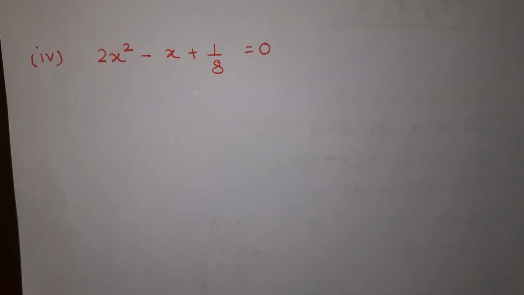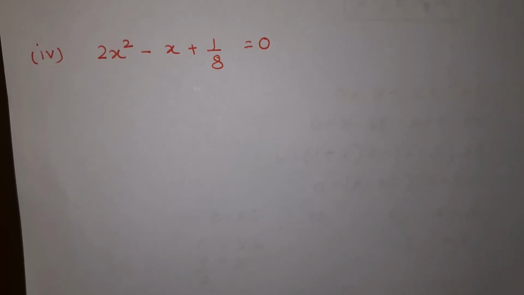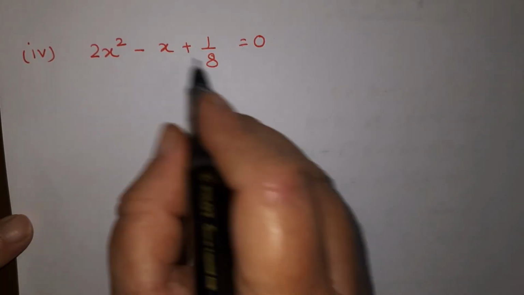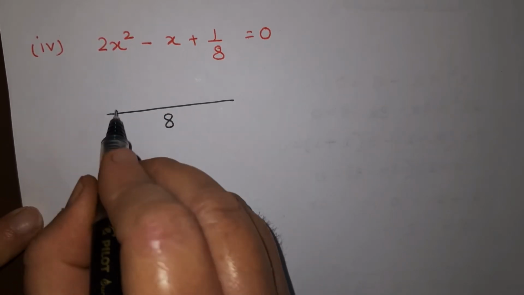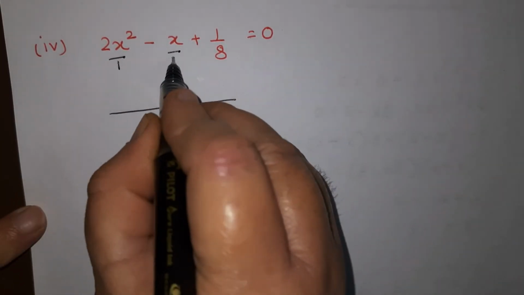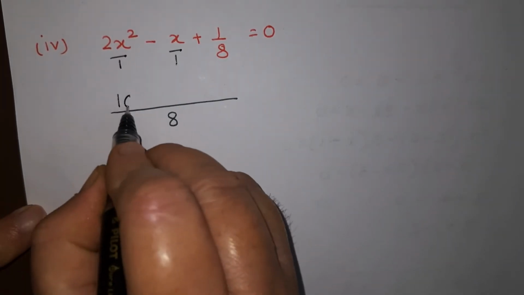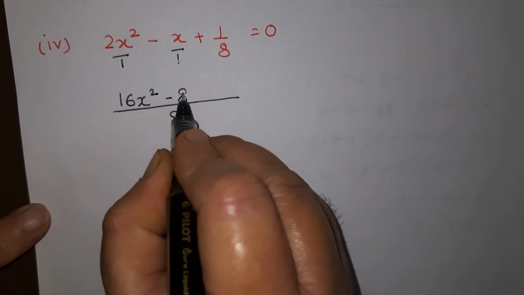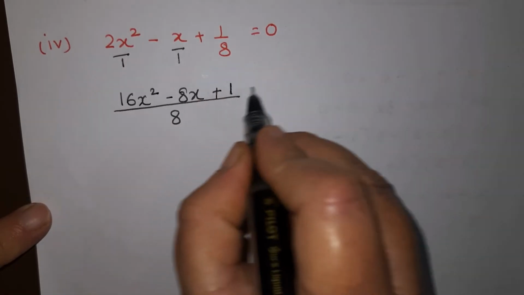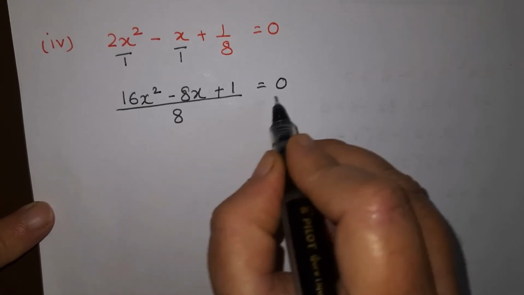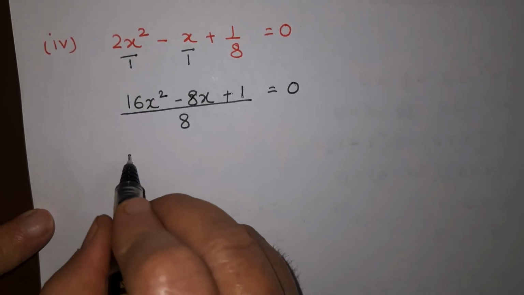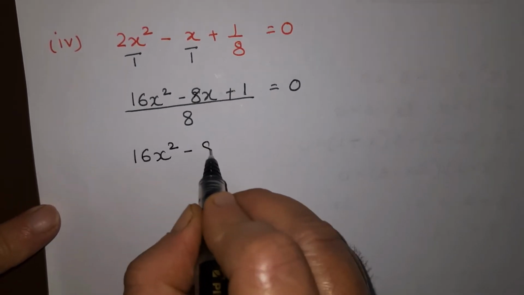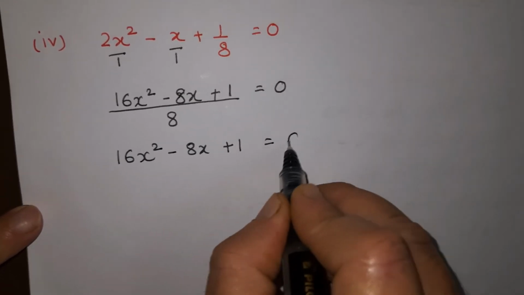So the fourth equation is 2x² - x + 1/8 = 0. So first of all, we can simplify this equation. We can take 8 as LCM. So here it will be 16x², this is 8x, and this last will be 1. And this 8, when cross multiplied by this 0, will become 0, since 8 into 0 is 0. So our given equation now reduces to this form, right?